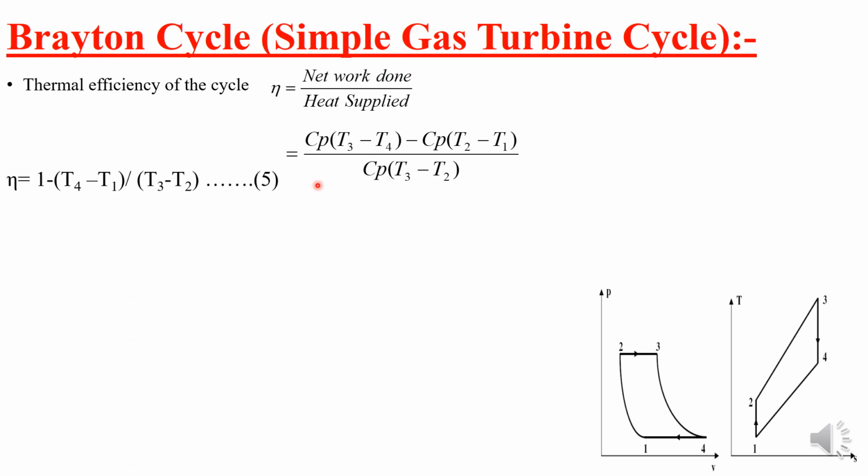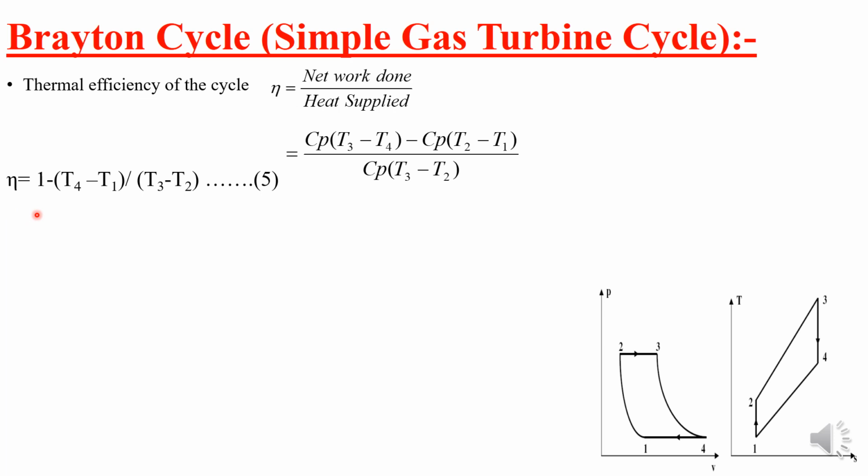Once the Cp gets cancelled, next we will take T3 minus T2 and bring it over here, so you will get (T4 minus T1) minus (T4 minus T1). So this term gets cancelled. You will get the expression 1 minus (T4 minus T1) divided by (T3 minus T2). So this is the expression you will get for the efficiency of the Brayton cycle.